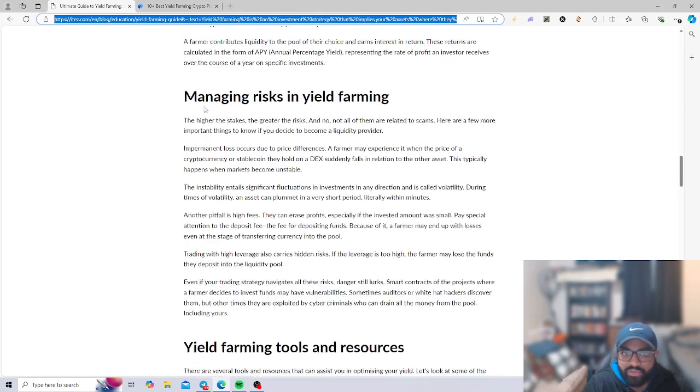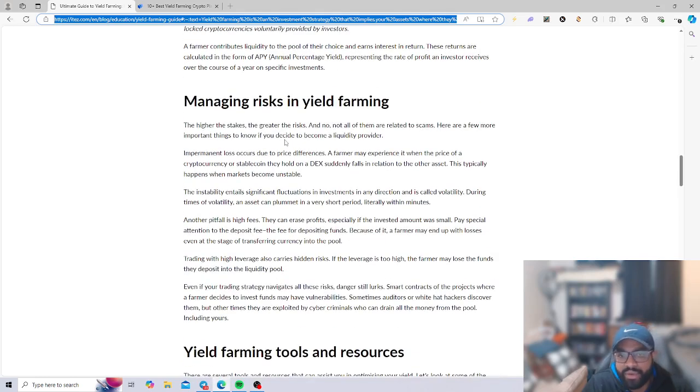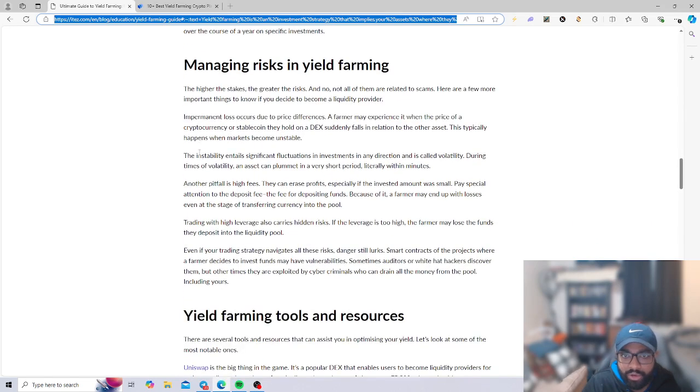So you have to be managing risk. The higher the stakes, the greater the risk. And no, not all of them are related to scams. Here are a few more things that you need to know before becoming a liquidity provider.